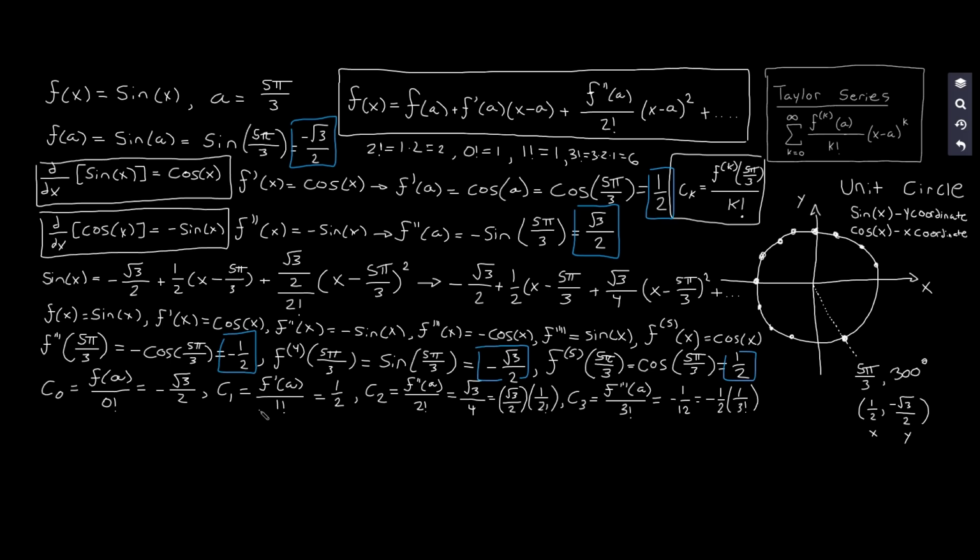Next, c sub 4 is going to be the fourth derivative, f of 4 of a, over 4 factorial.